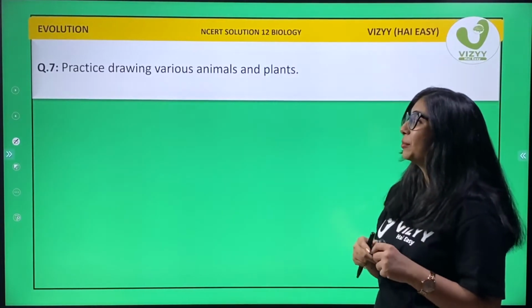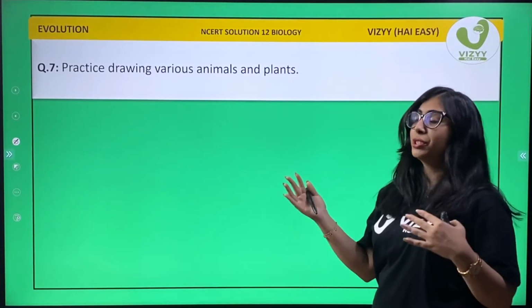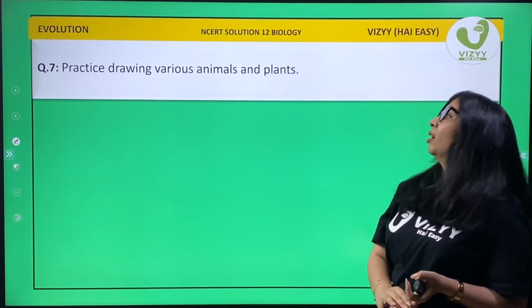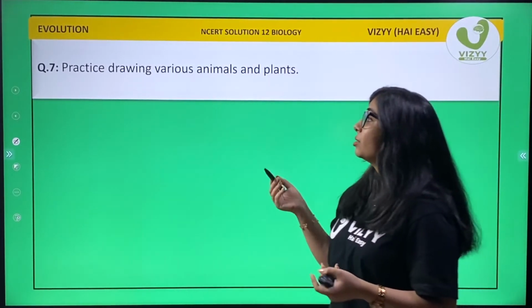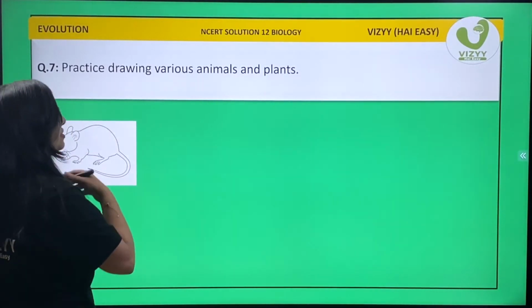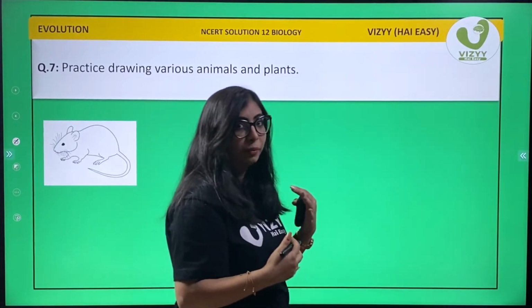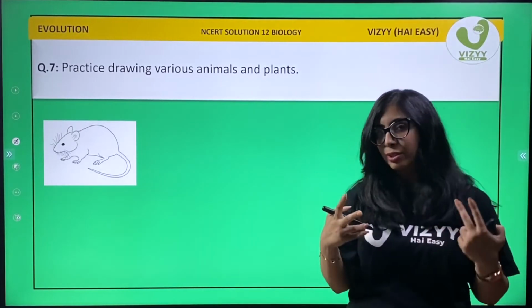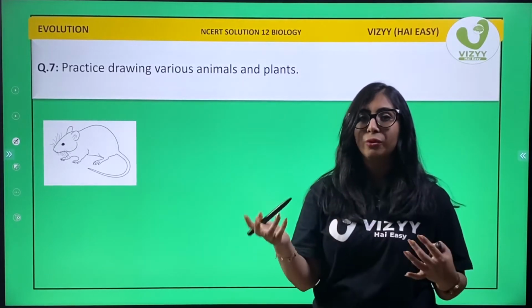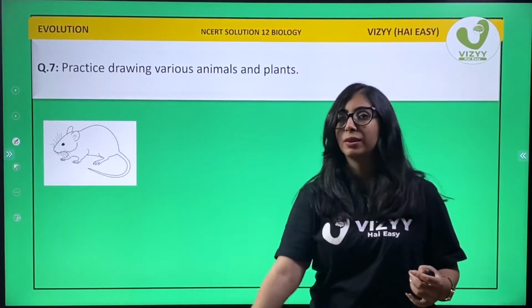With question number 7, and question 7 wants you to practice drawing various animals and plants. Okay, so let's start drawing. I have selected 4 of them. 2 of them are animals and 2 of them are plants. Let's draw something which is easy to draw, which consumes less time and gives you full marks.